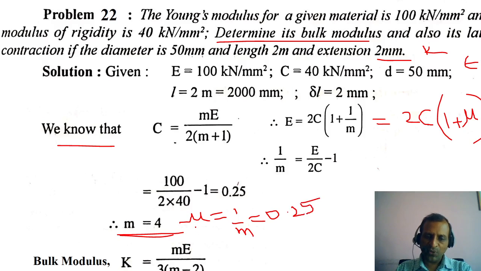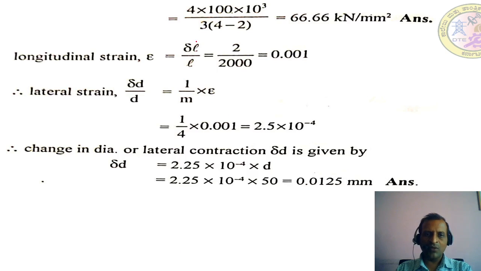You can write this formula in terms of mu, taking the value of 0.25, or if you write this formula in terms of m, then you can substitute the value in terms of m here, right? So now substituting the values, 4 into 100 into 10 to the power of 3 divided by 3 into (4 minus 2). So that works out to be 66.66 kilonewton per mm square. This is the bulk modulus.